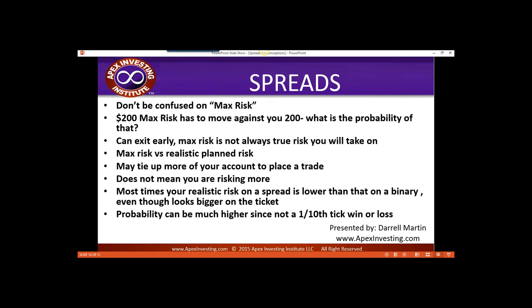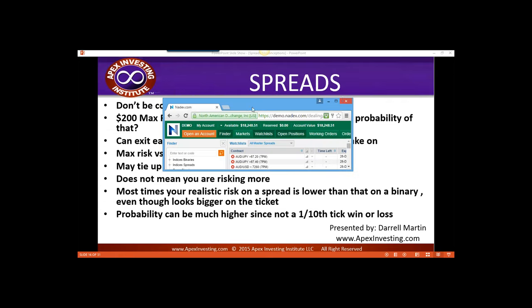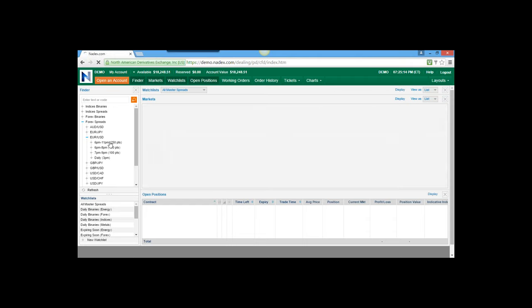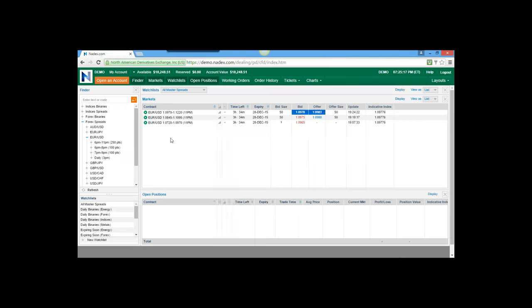is that a lot of people are scared away from spreads due to max risk. Just because a spread might say, hey, I've got a $200 max risk, I don't want to do that. Let me show you what I mean. Let's pull up the platform here real quick. If we were to look at some spreads, let's go right now to Forex. Let's look at the euro dollar. No, I'm on binaries. Let's go to spreads. Let's go to euro dollar. Let's just look at this spread right here real quick.